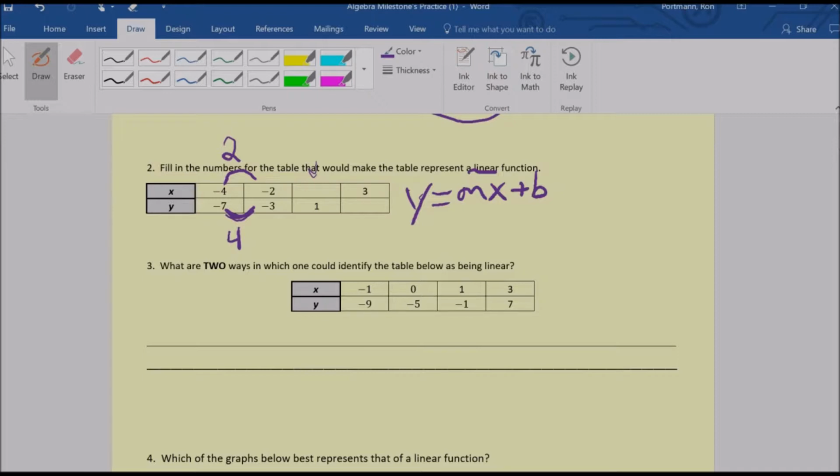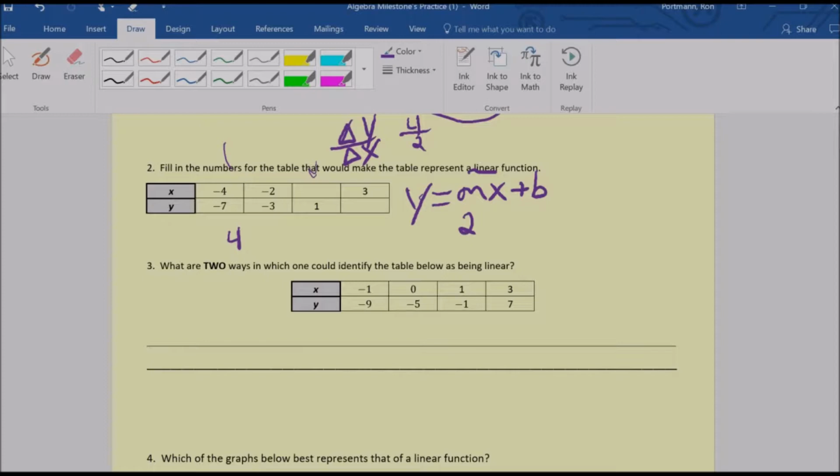It's the change in y divided by the change in x. So what I'm going to do now is, we know that the m value is 4 over 2, which is just 2. We now got to figure out what the b value is. So if our m value is 2, we're just going to pick one of these ordered pairs. It doesn't matter. We have -4, -7. So let me erase this.